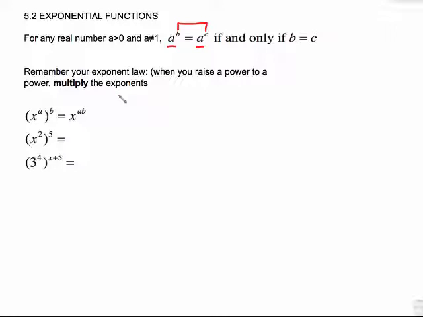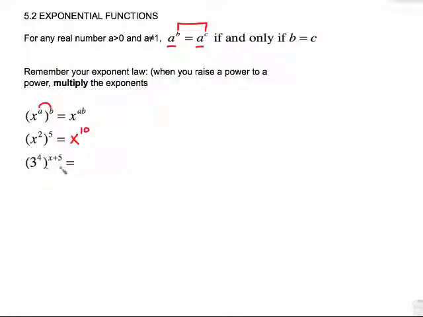And another thing we need to solve these exponential equations is this major exponent law. When you raise a power to a power, you multiply the exponents. So x to the a raised to the b power is x, keep the base, and multiply the exponents. A times b is ab. So x squared raised to the fifth power, keep the base of x, multiply 2 times 5 is 10.